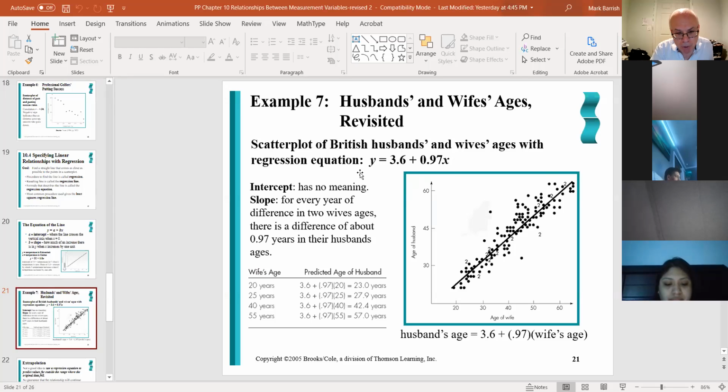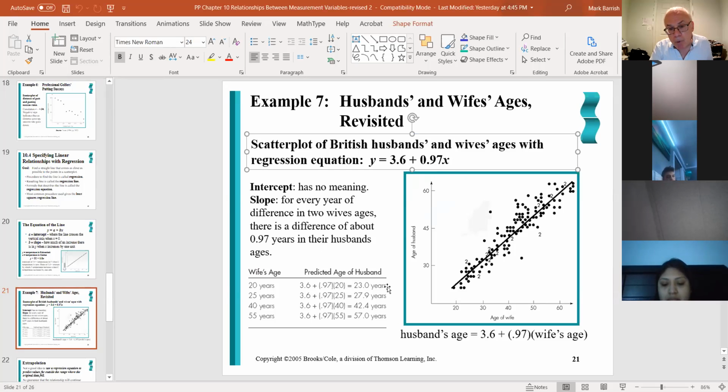Now, what kind of predictions can you make? Well, you can say something like, suppose the wife is 20 years old. What's the predicted age of the husband? If you replace the x, which is the wife's age, with 20, multiply it by 0.97 and add 0.36, down here you can see the calculation. The predicted age of the husband is 23 years.